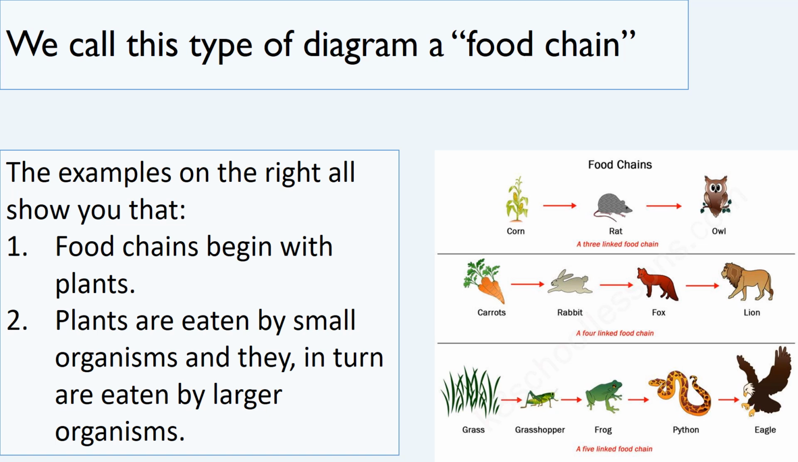Maybe the top one's a possible one that we might see in Norfolk, with the rodents eating the corn or the crops in the fields, and there's plenty of owls in Norfolk, and they'll come along and search for mice and rats and things like that for food. Notice it's a very short food chain.